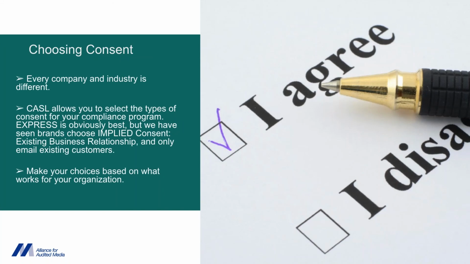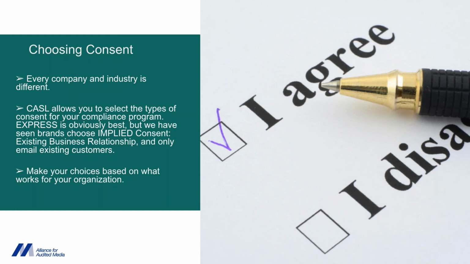So let's take a look and let's talk for a few minutes about choosing consent styles. So under CASL, there's 5 different forms of consent, and we're going to walk through each one of them. But as we walk through them, you can start to map on which ones are going to best suit your company.